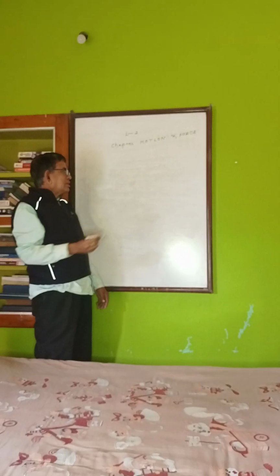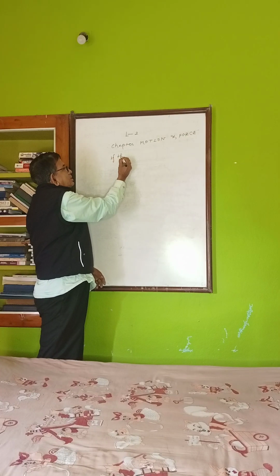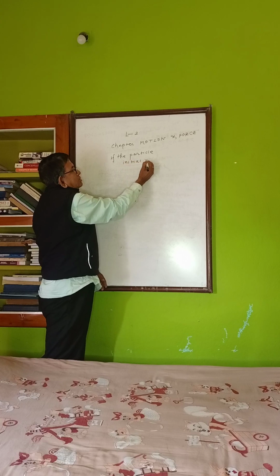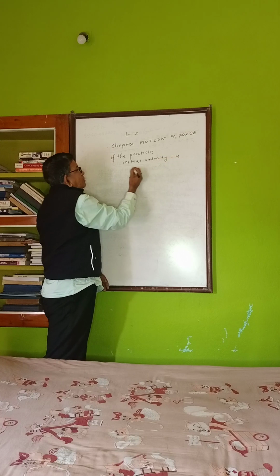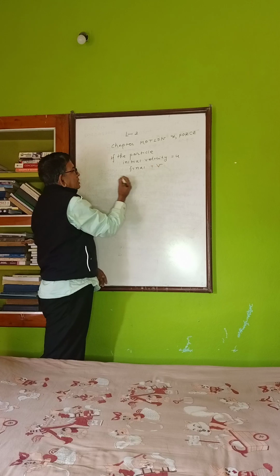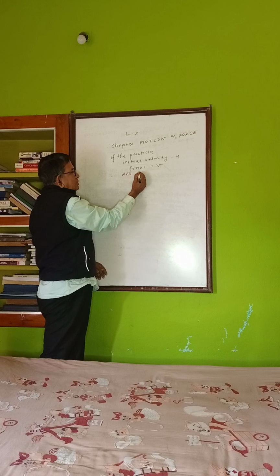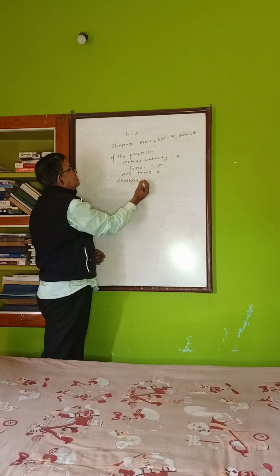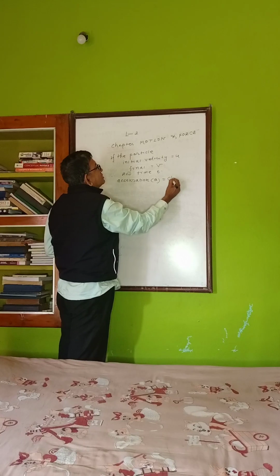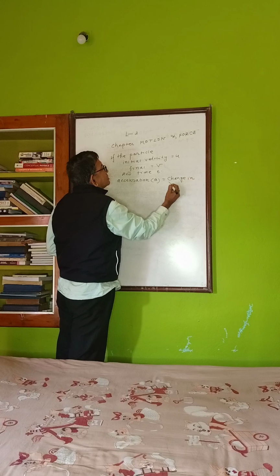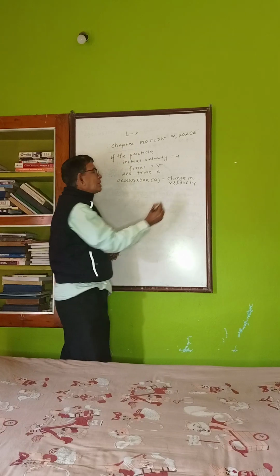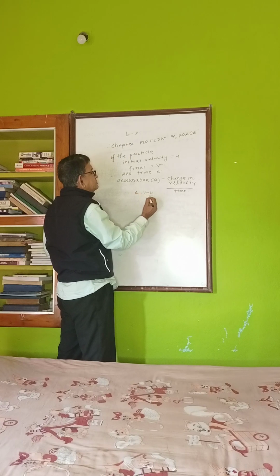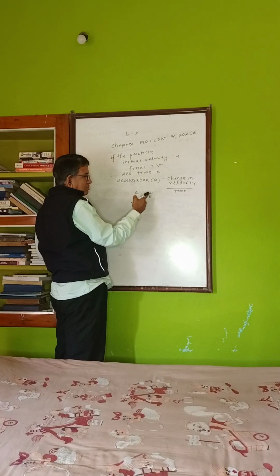In my lecture 1, I have told you if the particle has initial velocity u, final velocity v, and time t, then acceleration you have got a equal to change in velocity by time. So we have a equal to v minus u by t.